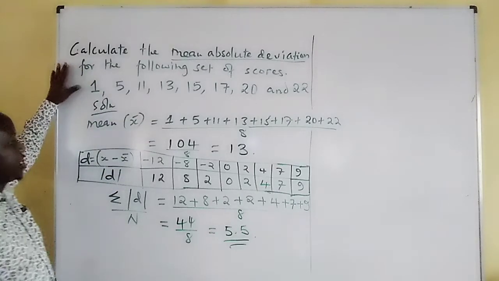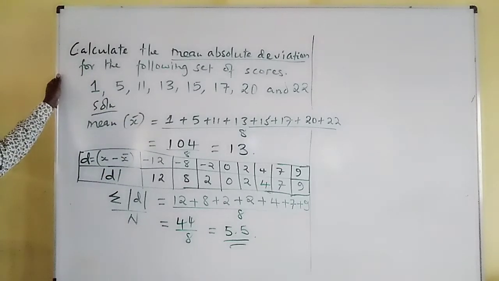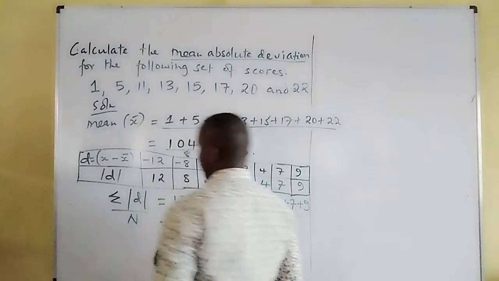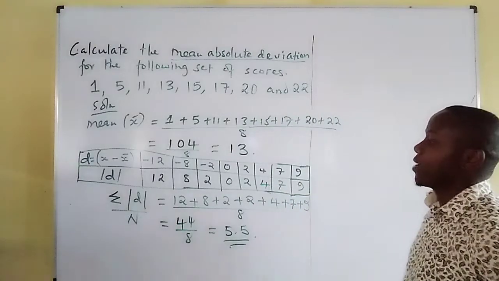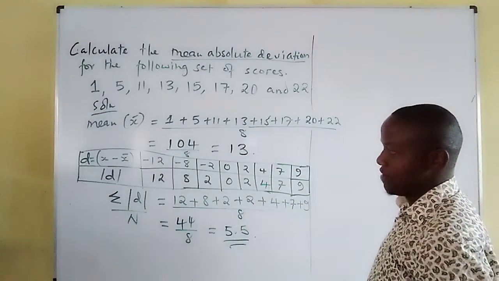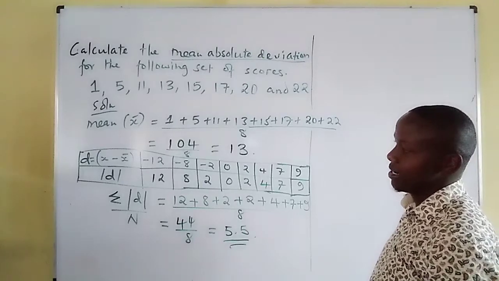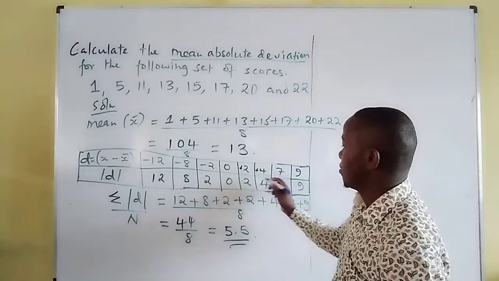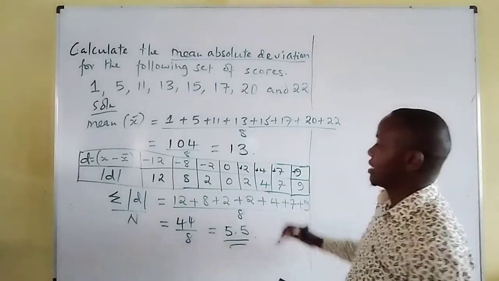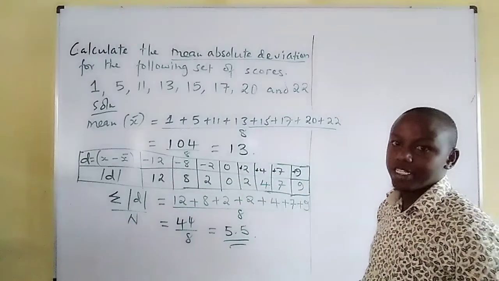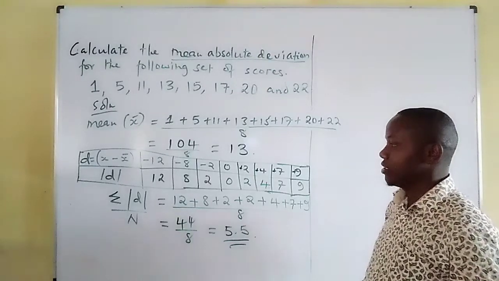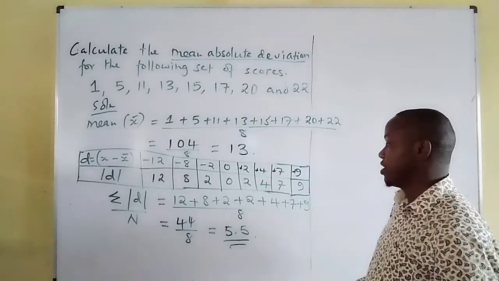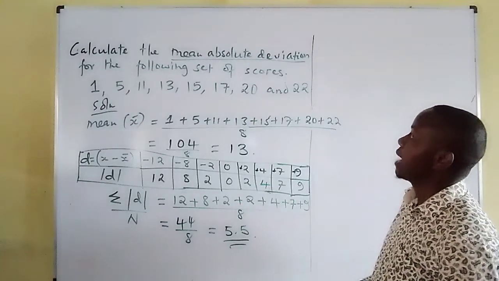So mean absolute deviation is taken by obtaining first of all the deviations from the mean score, and after getting deviations from the mean score, we get what we are calling absolute deviations by ignoring the sign behind each deviation. So these ones are positive, but now the next column we ignore the sign behind each deviation so that we may get absolute deviation. Then now the mean for the absolute deviations gives us mean absolute deviation.